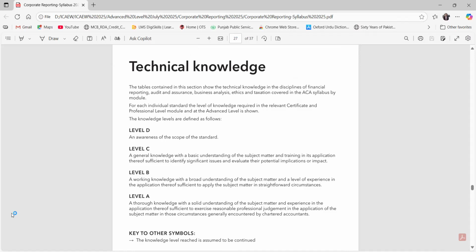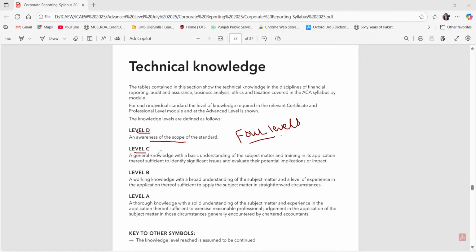Before we look at the syllabus, let us look at the different levels, basically. What do we mean by each level? ICAEW, any topic, any syllabus area has been divided into 4 levels. Now let's have a look. Level D means awareness of scope of a standard. It means you need just the very basics, just a small overview. That is basically the awareness of any standard or any topic.